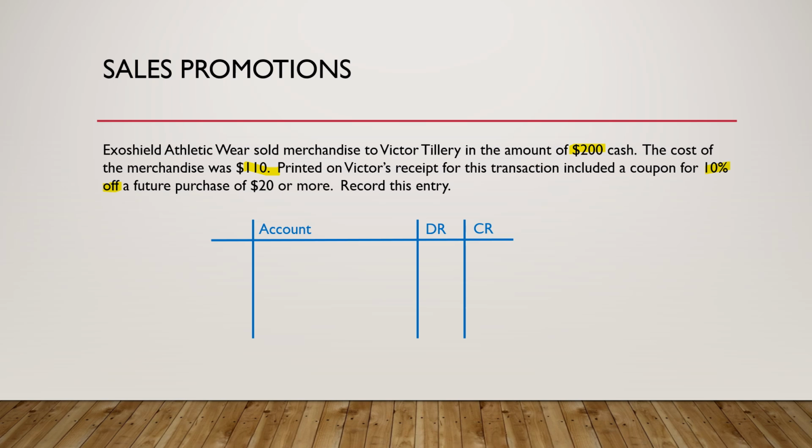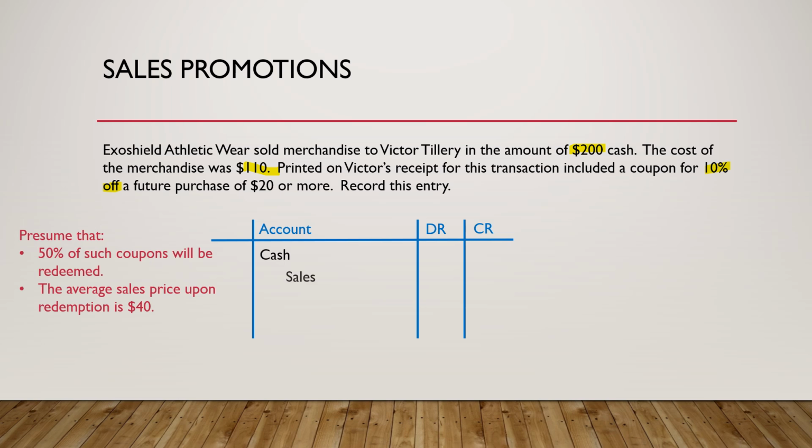Let's presume that about half of receipt coupons will be redeemed, and the average sale upon coupon redemption will be $40. To simply record our basic entries, we would debit cash and credit sales for $200, and debit CGS and credit merchandise inventory for $110. To incorporate the coupon issuance, within the sales journal entry, we would credit estimated coupons payable for $2.